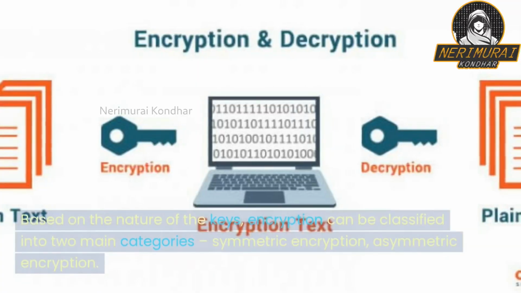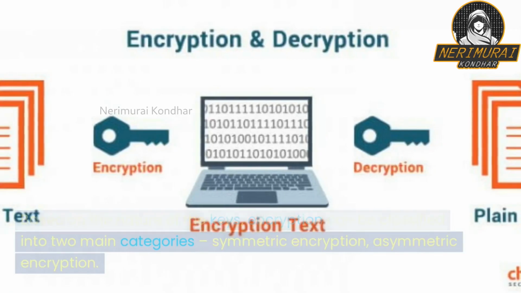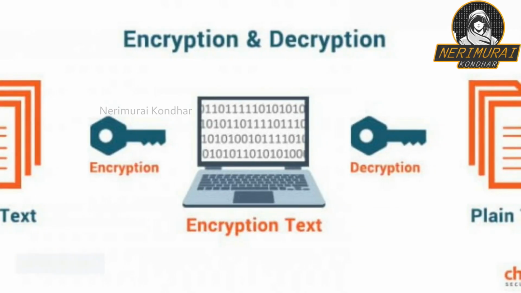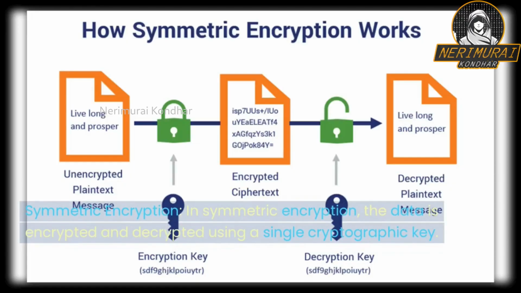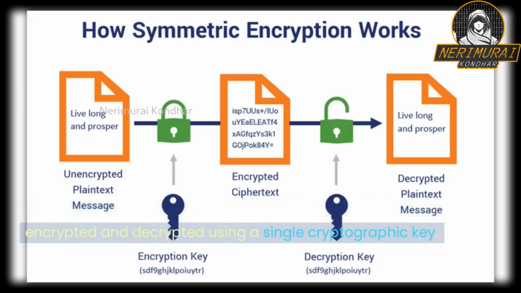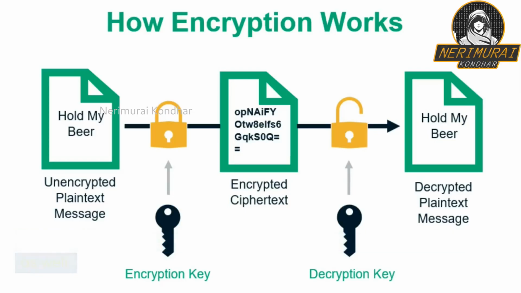Based on the nature of the keys, encryption can be classified into two main categories: symmetric encryption and asymmetric encryption. Let's understand them in detail. Symmetric encryption. In symmetric encryption, the data is encrypted and decrypted using a single cryptographic key. It means that the key used for encryption is used for decryption as well.